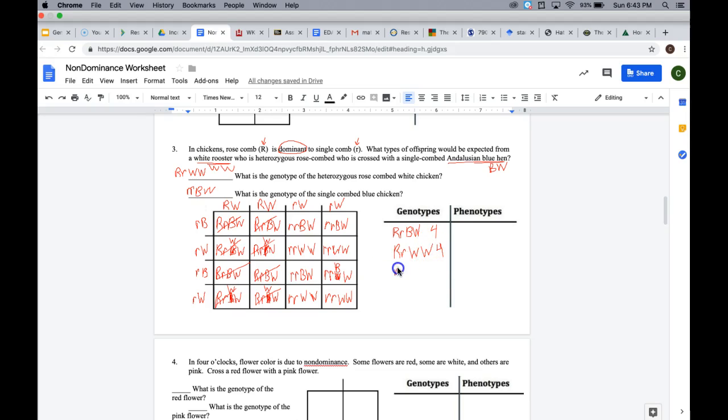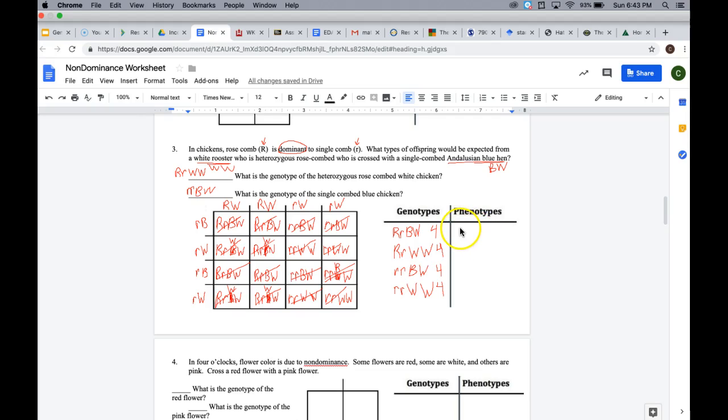Then I have homozygous recessive, and this is going to be a pink, or I'm sorry, a blue chicken. So 4. And then last but not least, so 4 of those.